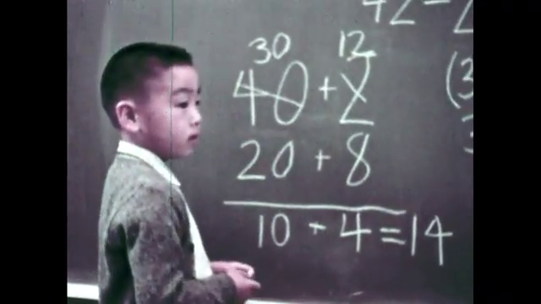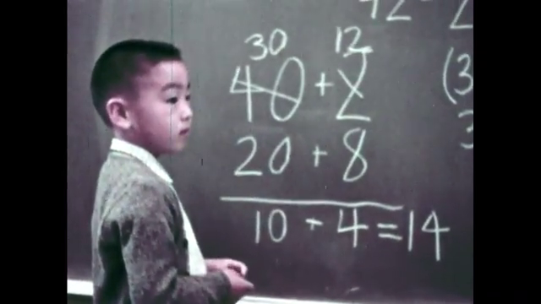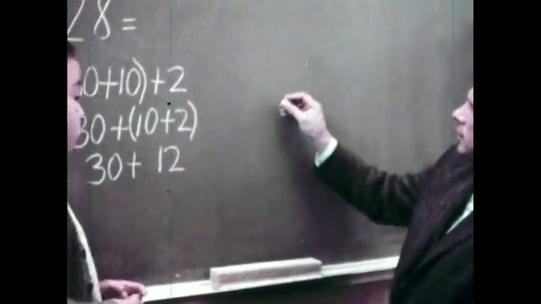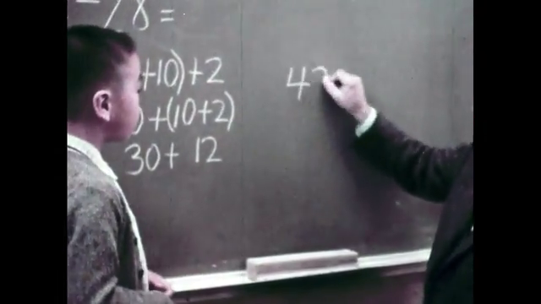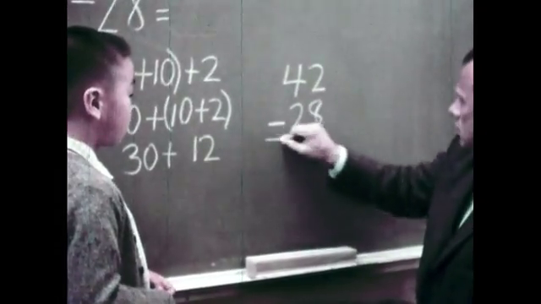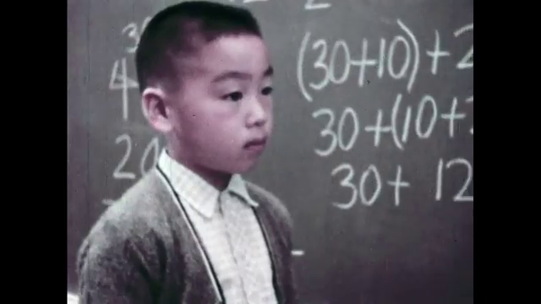Bruce, I understand you started to do subtracting a shorter way. Yes. Let's try it out. I'm going to see how you do it. All right? I'll write the example over again. We have 42 minus 28. Show me how you do it the short way.